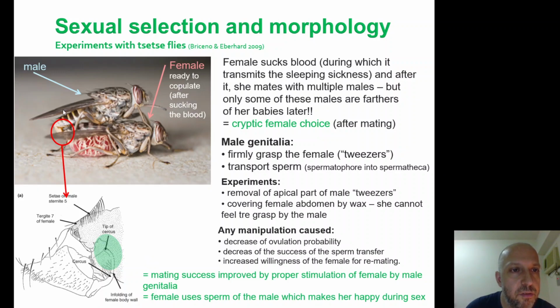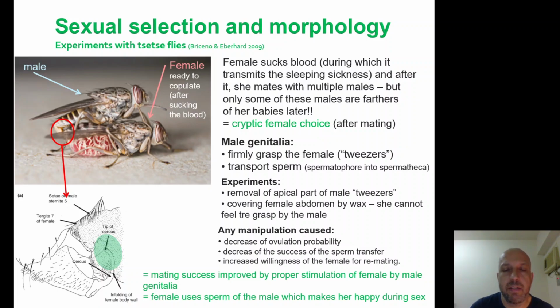And what was found is that during the mating, the male is actually grasping the end of the female abdomen with some kind of tweezers, right? So he has some kind of projections here, which are touching the female. So it was hypothesized that maybe it's about this. So they did two things. They tried to cut this part of the male body, and in another set of experiments, they actually covered the abdomen of the female with nail polish. So the female actually cannot feel any touches, right?